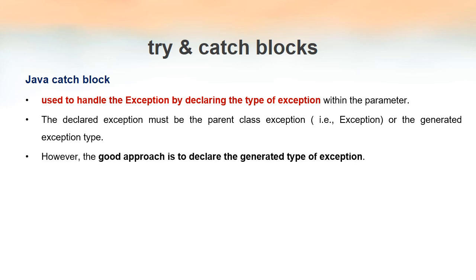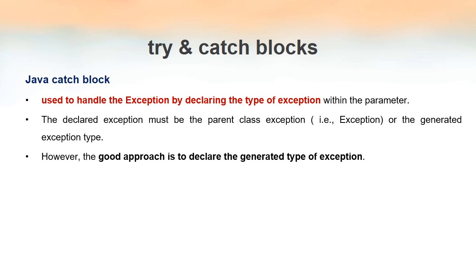Then the good approach is to declare the generated type of exception. That means we know that we expect a particular type of exception, right? When we write the try block, we are writing some lines of code inside it, and from those lines of code we are expecting some kind of exception. Suppose we have written lines of code for performing some mathematical operations, then we are expecting an arithmetic exception, an exception that deals with mathematics, to happen. So we must write a catch block that is capable of handling arithmetic exception. That is what we mean by this.